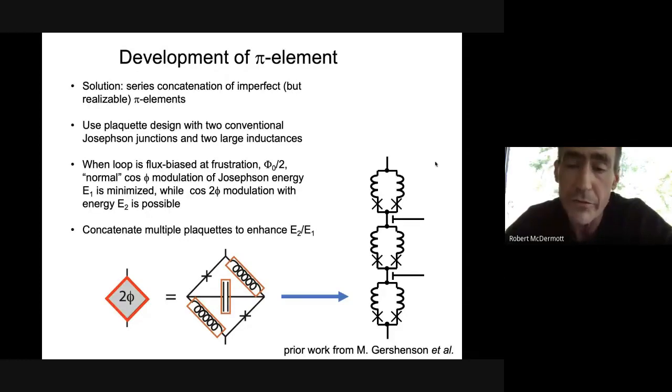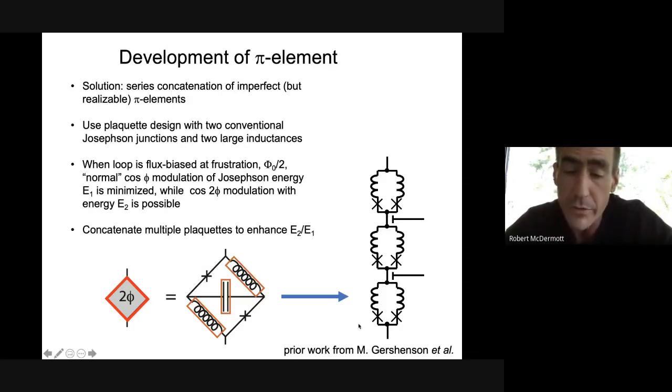We bias each of these plaquettes at frustration. They become pretty good but imperfect pi elements. And then in order to make the composite element better and better, we just concatenate more of these imperfect elements. And so that's the strategy that we're taking here.